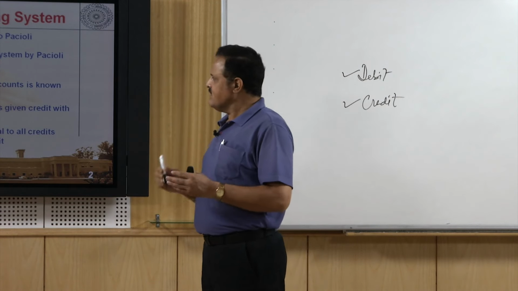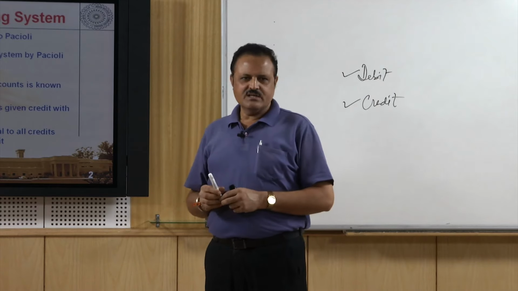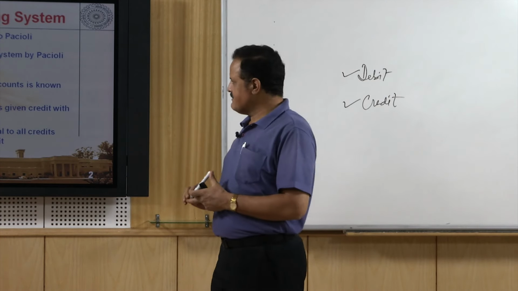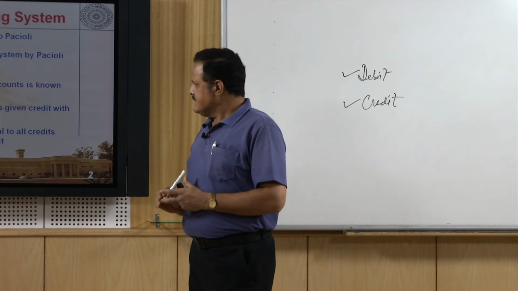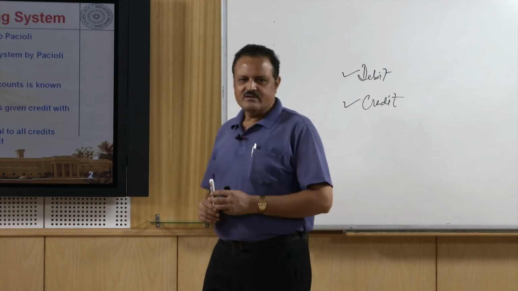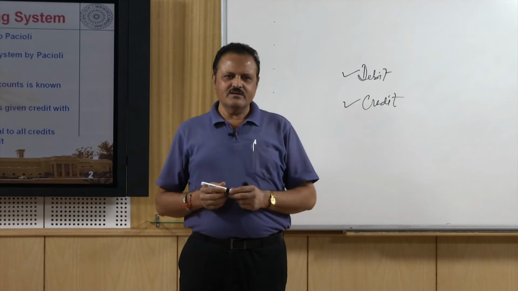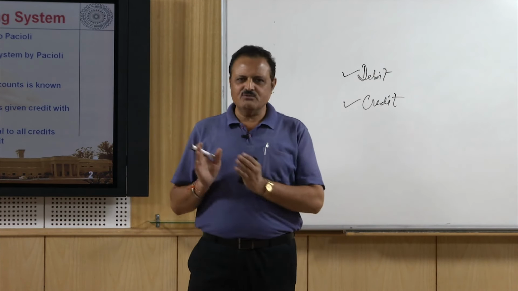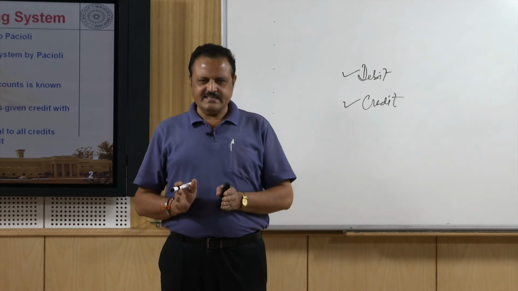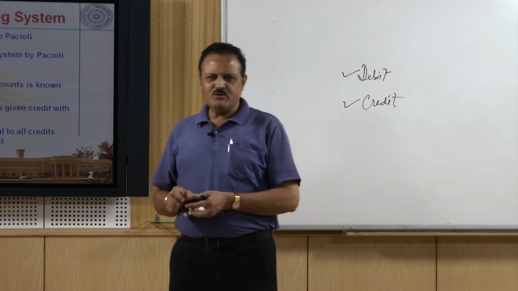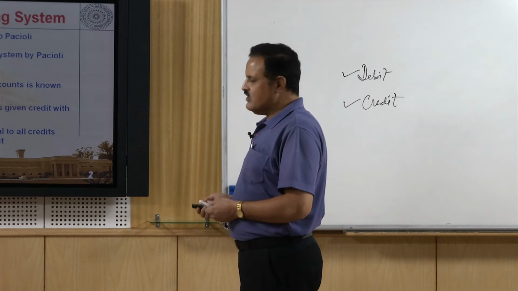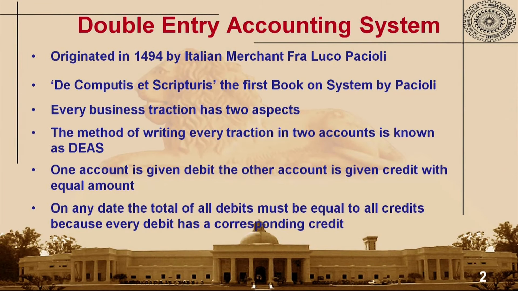The method of writing every transaction by debiting one account and crediting another account is called the double entry accounting system. And finally, on any date when we check both the sides, the total of the debit side should be equal to the total of the credit side. If that happens, it means we have done everything correctly, and no part of the transaction has been left unrecorded in the books of accounts.